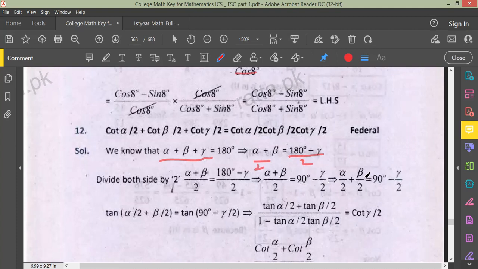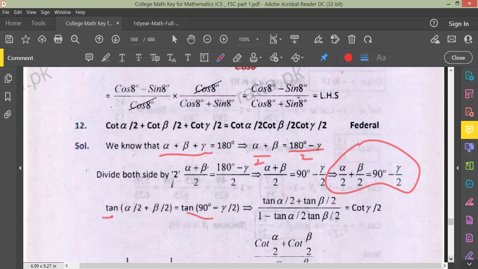So alpha over 2 plus beta over 2 will be equal to 90 minus gamma over 2. Here we will apply the formula of tan on both sides of this expression. So after opening the formula, this will be equal to tan alpha over 2 plus tan beta over 2, over 1 minus tan alpha over 2 tan beta over 2, will be equal to cot of gamma over 2.